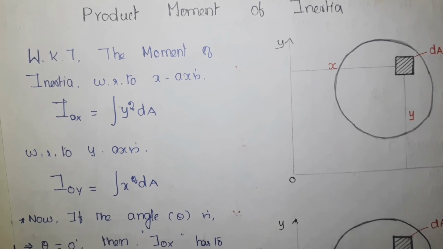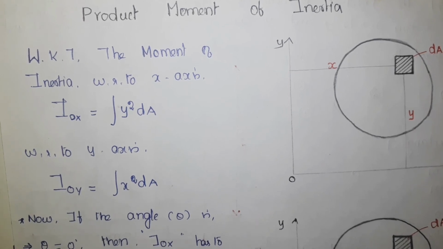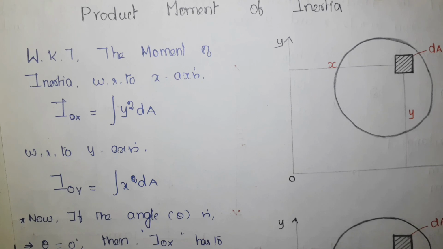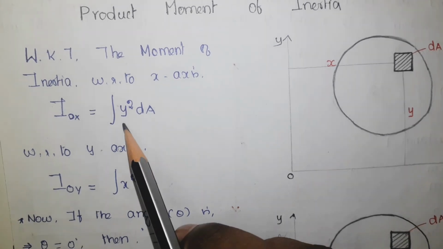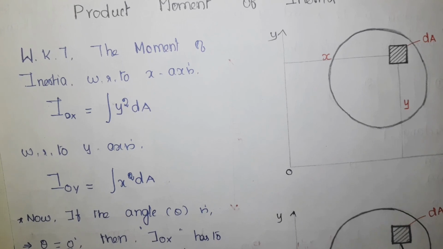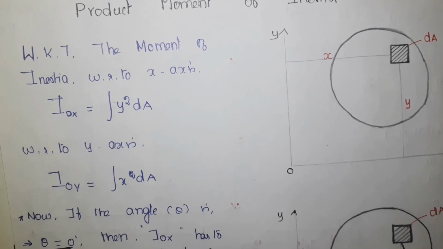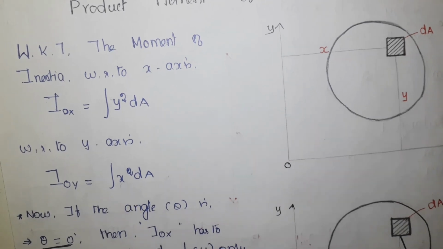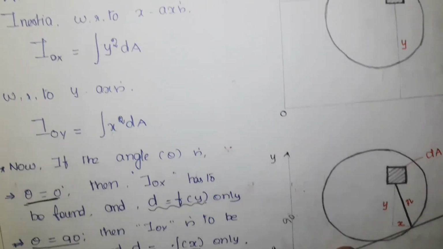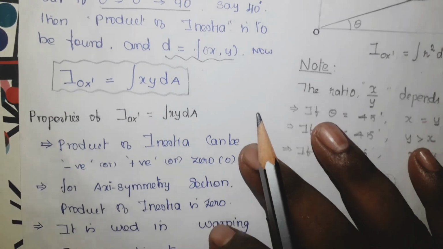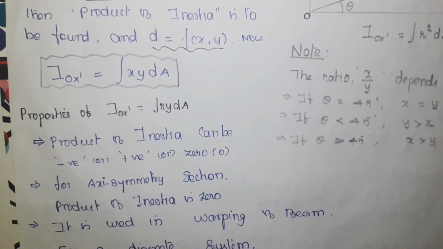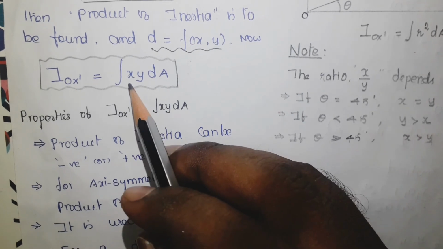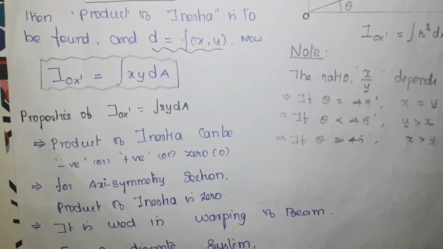If the angle is 0 degrees, then we have to find the moment of inertia with respect to the x-axis, where y will play an important role. So like this formula. If the angle is 90 degrees, then we have to find the moment of inertia with respect to the y-axis, where x will play an important role. But if the axis is between 0 and 90 degrees, then we have to use the product moment of inertia, where both x and y will play an important role.